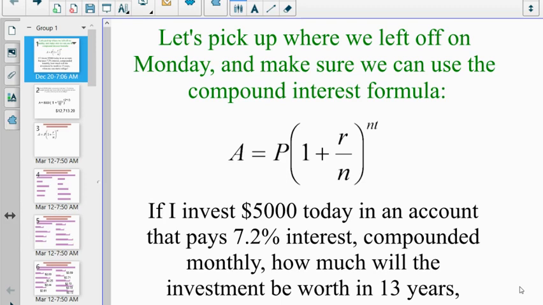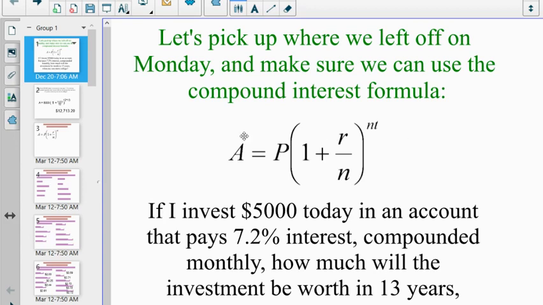We were doing compound growth using the formula that you see on your screen. And so just a refresher of how that worked, I've got a simple problem to get us started off. If I have $5,000 today in an account that pays 7.2% interest compounded monthly, how much will the investment be worth in 13 years when my son starts college? At this point, I'd like you to try this one out on your own. So I will give you a chance to pause this, and I'll come back in a moment and show you what to do. But go ahead and pause the video.